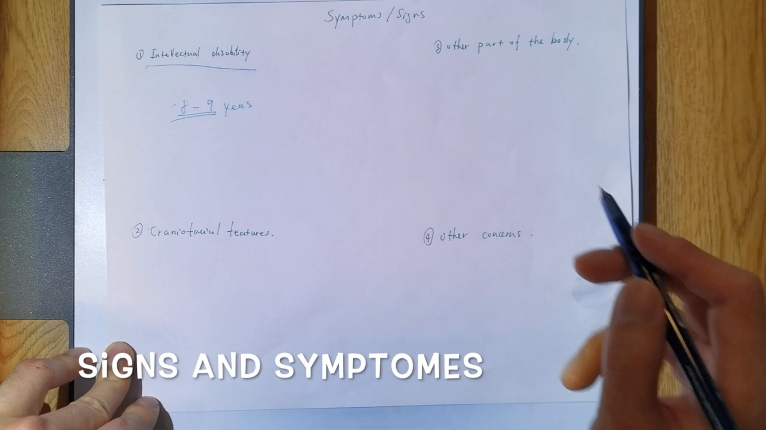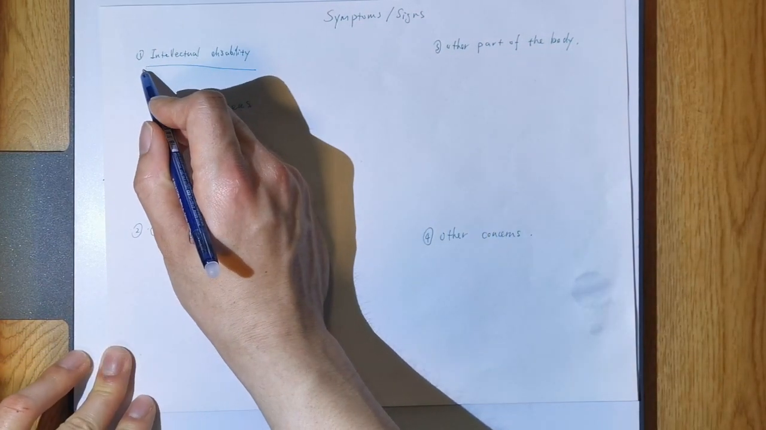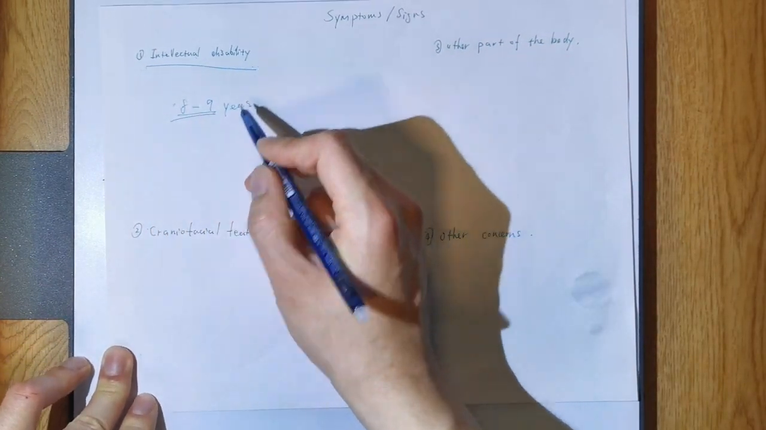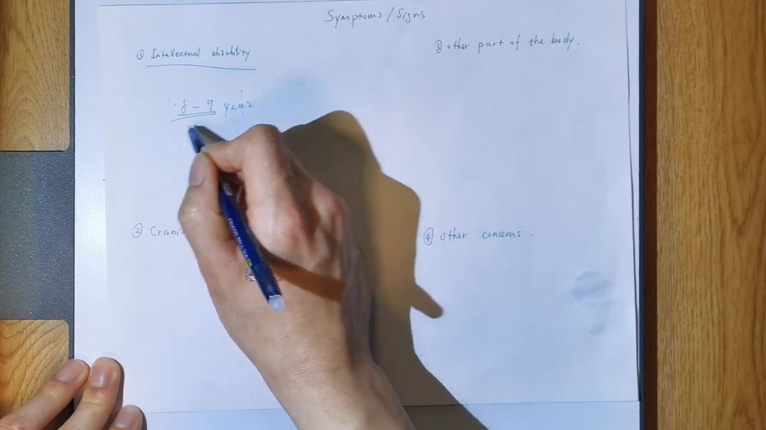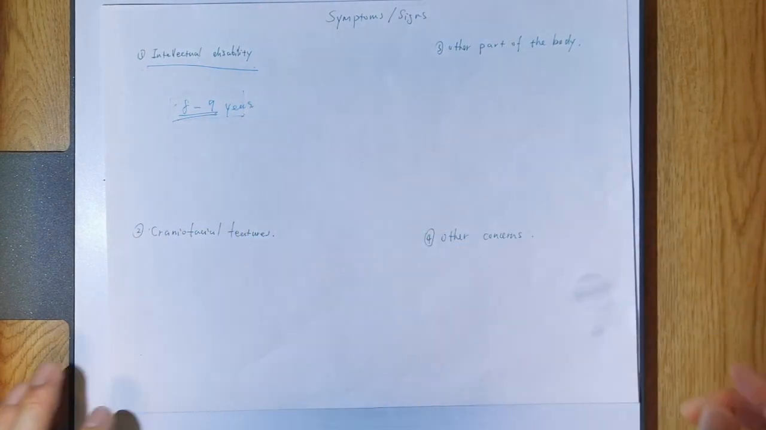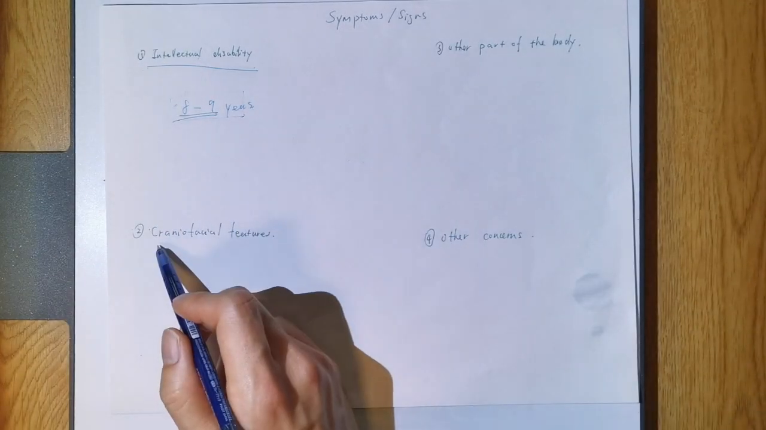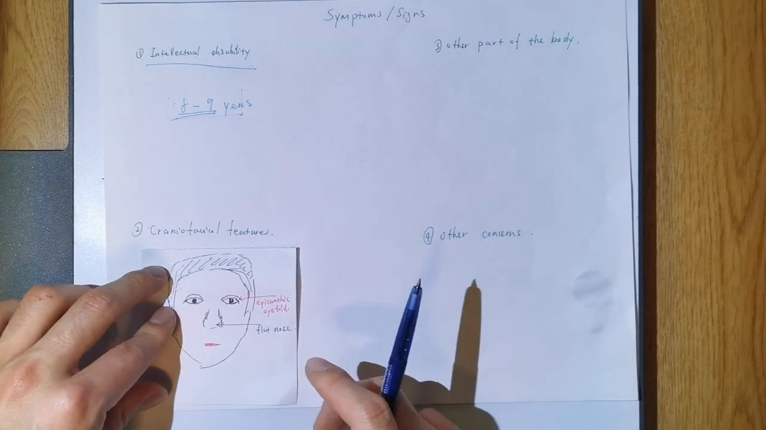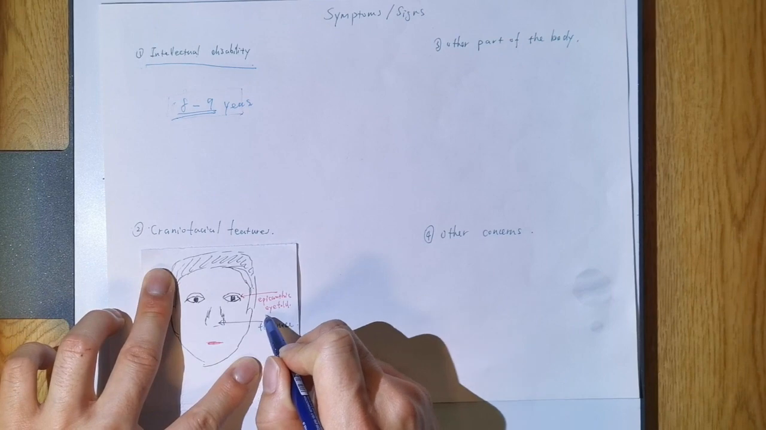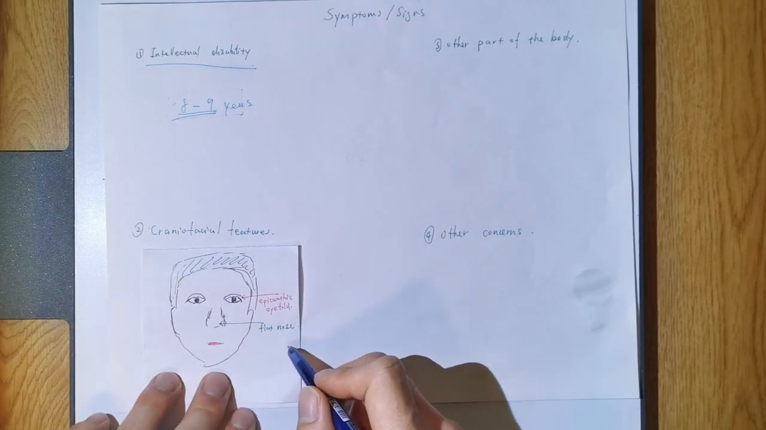The first thing about Down syndrome is that people with Down syndrome have intellectual disability. So their IQ stays at the level of an 8 to 9-year-old. The second feature is called craniofacial features. People with craniofacial features have an epicanthic eye fold and a flatter nose.